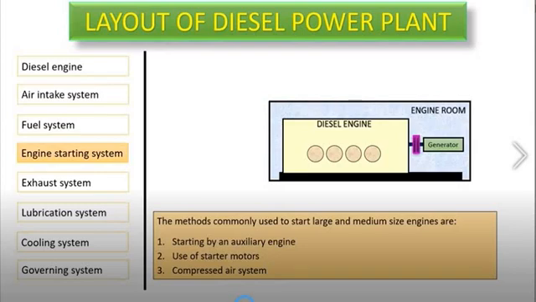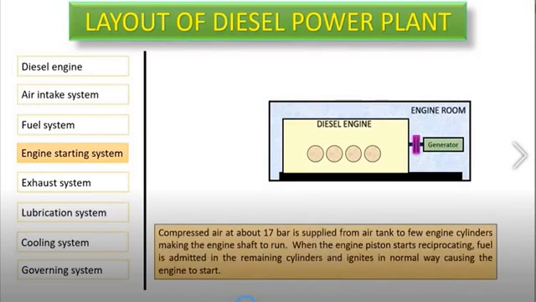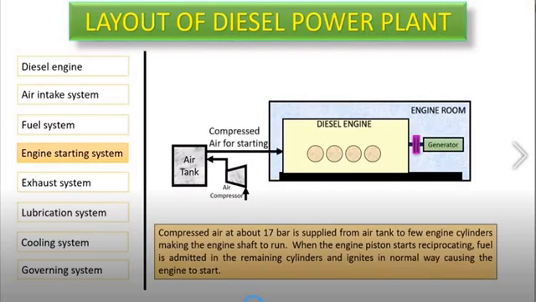the compressed air system. So here, the compressed air, which is compressed in the air compressor to about 17 bar, is supplied to the air tank. From the air tank, the compressed air is supplied to the engine cylinders, not to all the engine cylinders, only to a few engine cylinders, making the engine shaft run. When the piston starts reciprocating, fuel is admitted in the remaining cylinders, and this ignites in the normal way, causing the engine to start. So this is how we use compressed air to start a diesel engine.